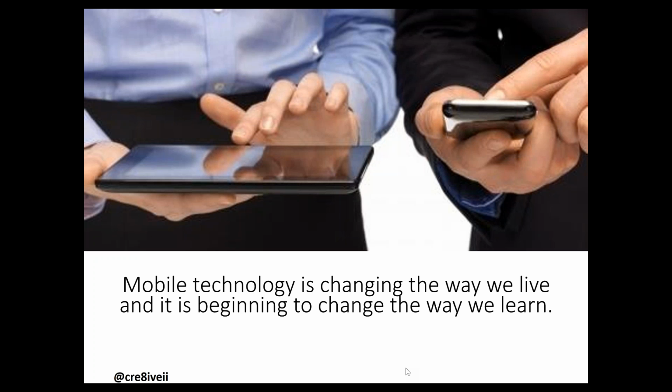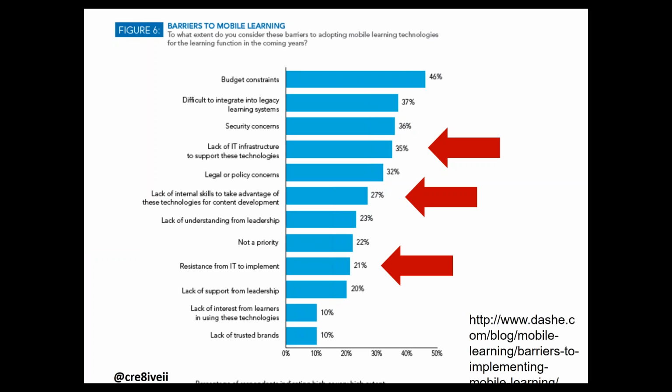When I think about barriers to mobile learning, there are a number of different reasons that people think about in adopting mobile learning technologies. I would just want to point out a few of them that seem to be barriers in corporate America. One of these is lack of IT infrastructure to support technologies, the internal skills to take advantage of the technologies to develop content, and then resistance from IT to implement this technology. I took this from a study, and I've listed the information there, so if you want to go back out and look at that, you can. But there are a lot of reasons that people are still resistant to move to mobile learning.